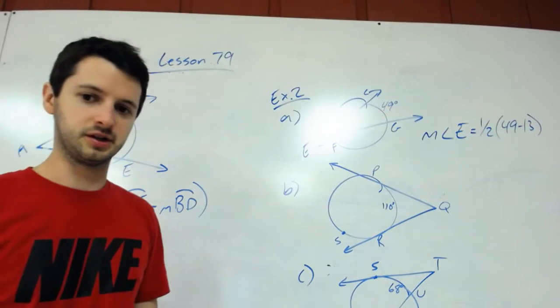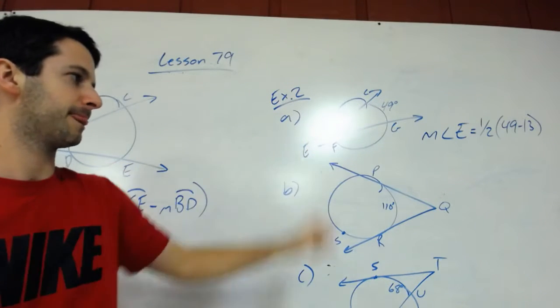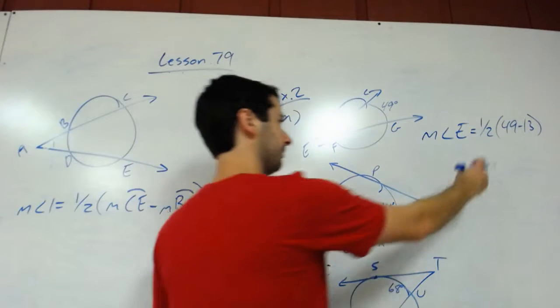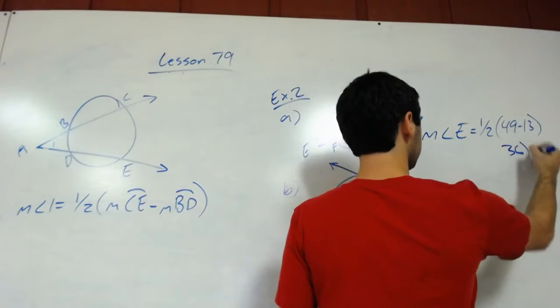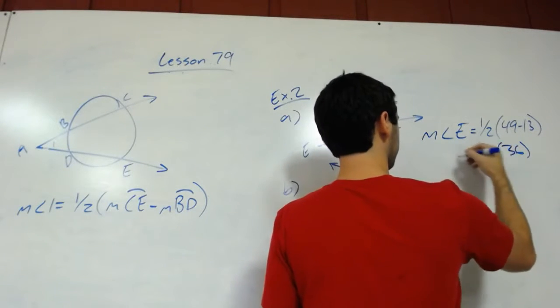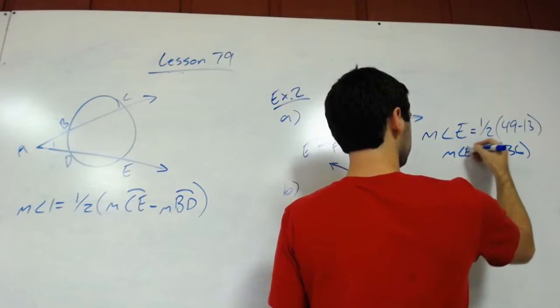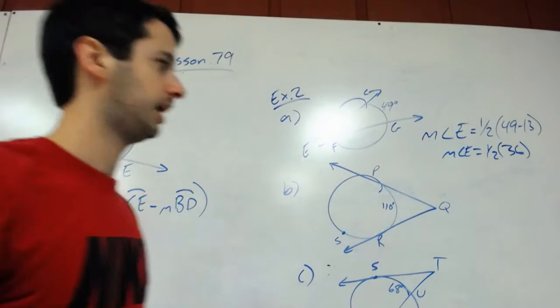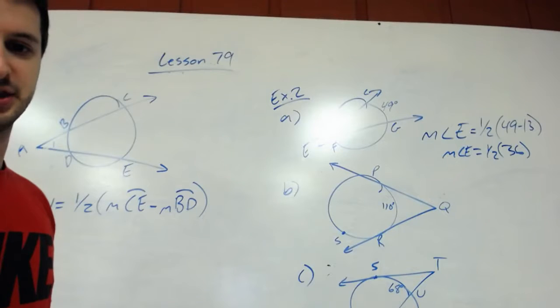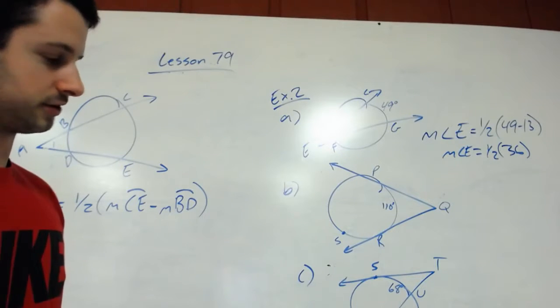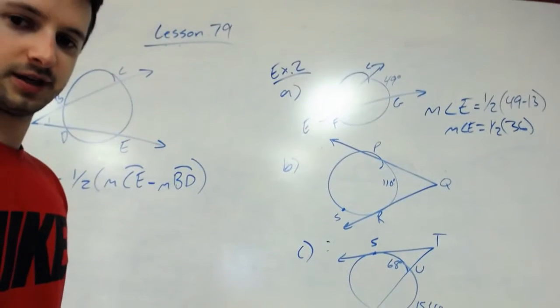I know there's a glare there, but that's 13. And then we solve: 49 minus 13 would be 36. Multiply that by 1/2. So the measure of angle E would be 18 degrees. And that's all you have to do for it. Let's look at a couple more, in case it throws anything else at you.